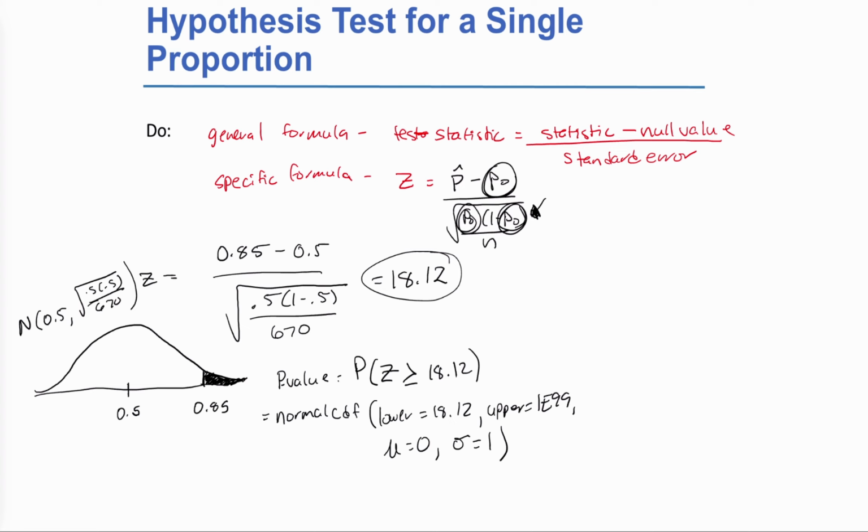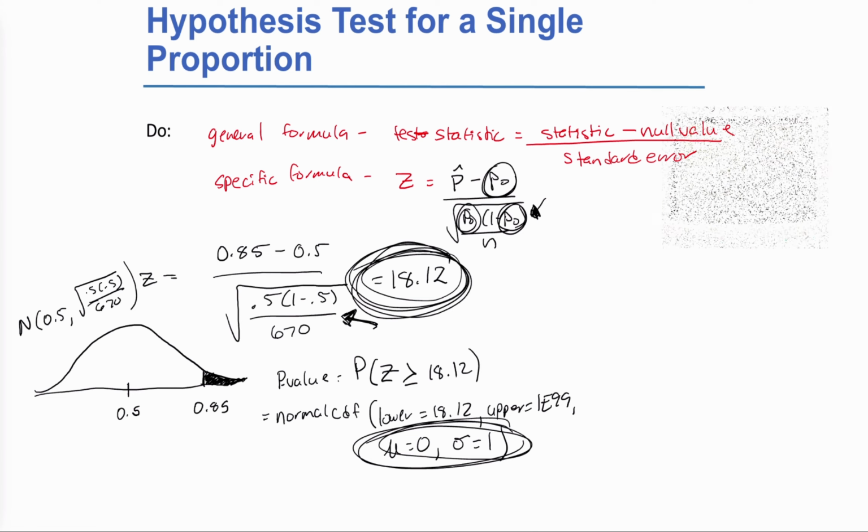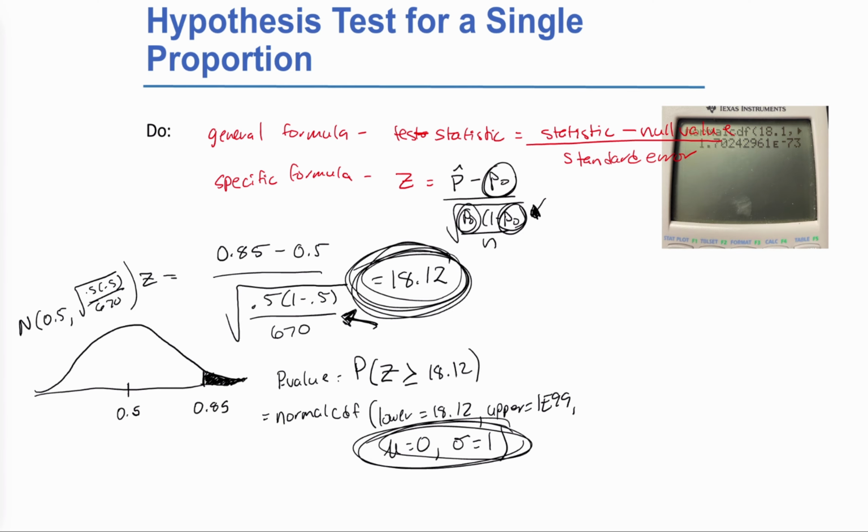Because we standardized this, when we divide by the standard error down here, we standardize the test statistic. And so because we did that, we're always going to have the mean be 0 and the standard deviation be 1. You plug that into your calculator, and I come up with 1.7 times 10 to the negative 73rd. So that's certainly a number.